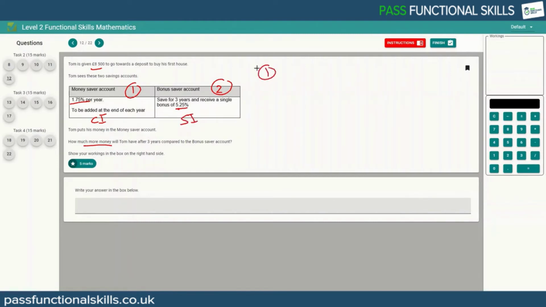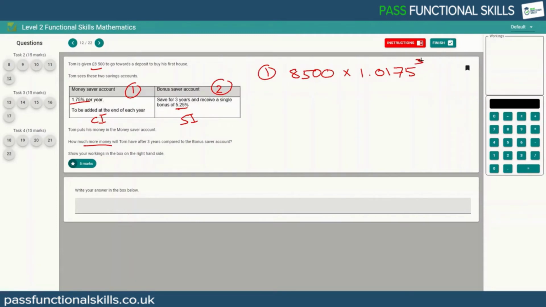So calculating the amount each will return, for the money saver account first. We get told it's £8,500 he puts in to begin with, and we're going to use the decimal equivalent of the percentage here, which is 1.0175. Now this calculation would give us the value in the account at the end of the first year. We can then multiply that again by the same percentage decimal equivalent, and then again for a third time.